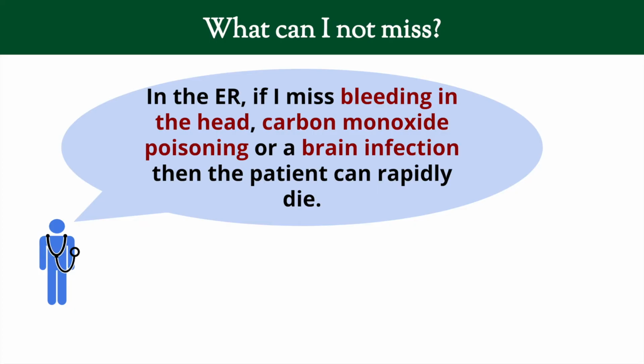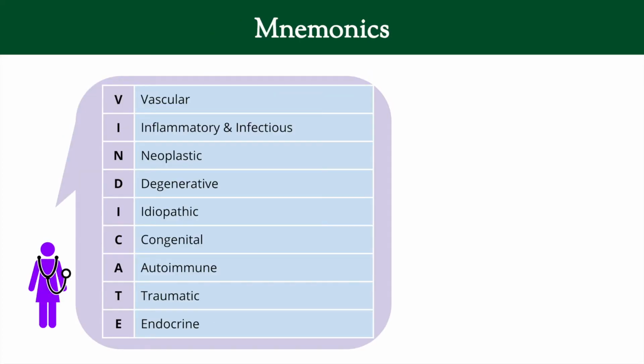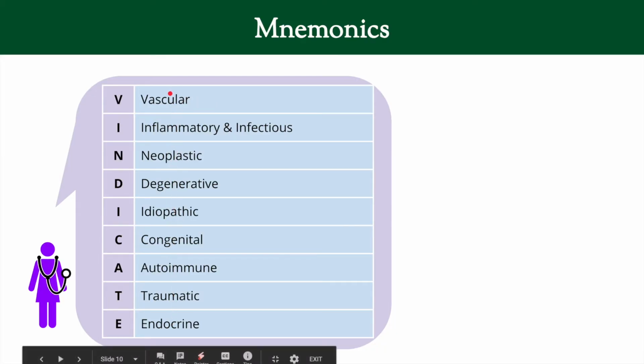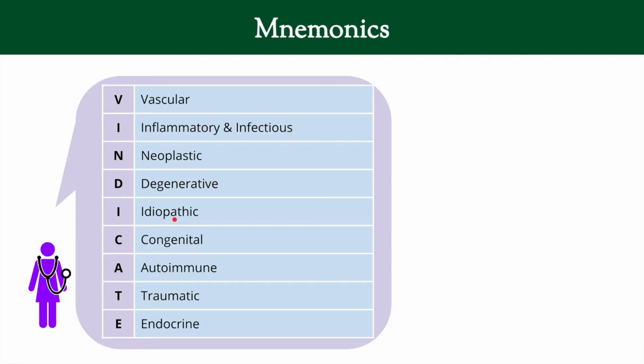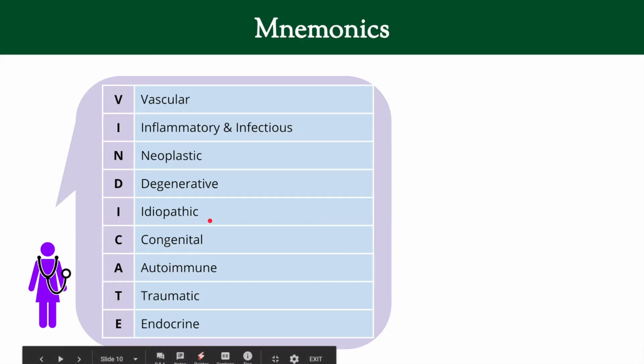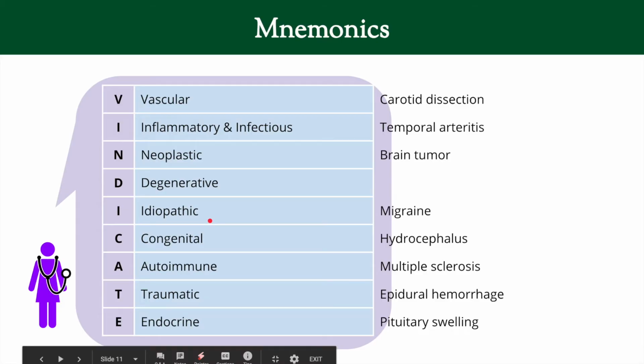And another method is to use mnemonics, and here's one called VINDICATE that allows you to generate a list of potential diagnoses that could explain a patient's condition. And this one goes in an organ-based method, so vascular, inflammatory and infectious, neoplastic, degenerative, idiopathic, meaning not sure what causes it, congenital, autoimmune, traumatic, or endocrine. So for headache, here's some different potential things.